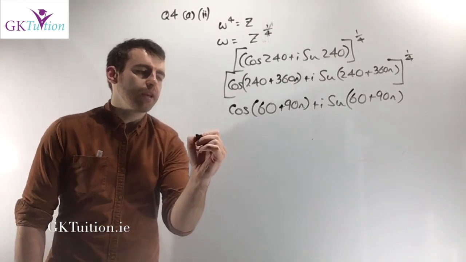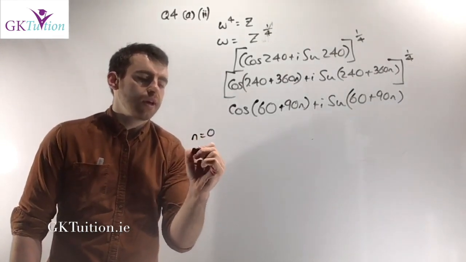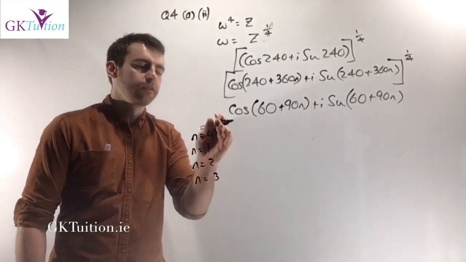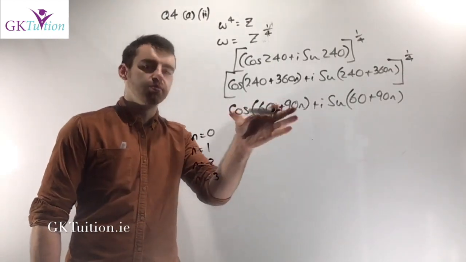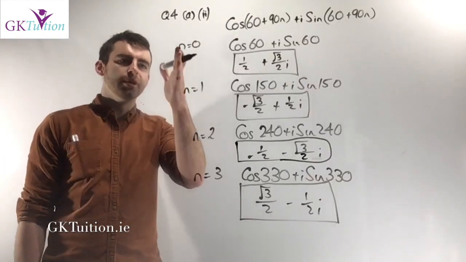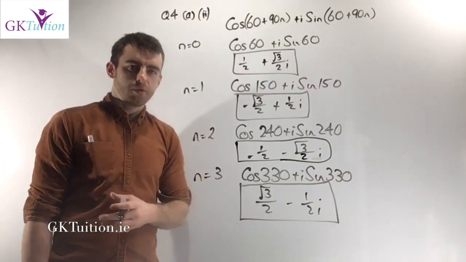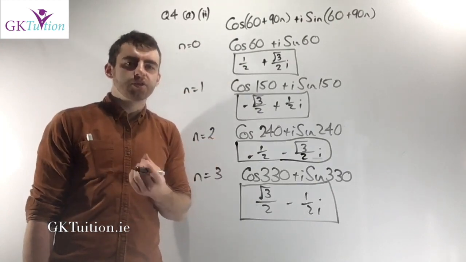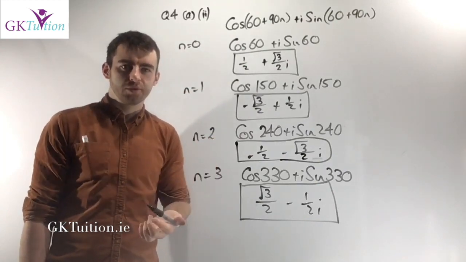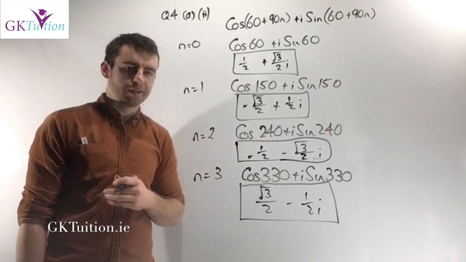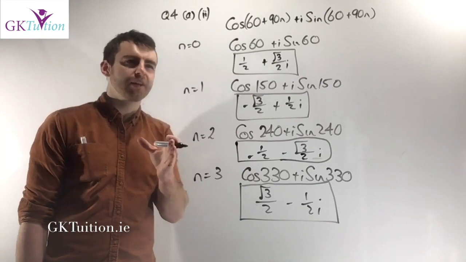I now need to sub in n equals 0, n equals 1, n equals 2, and n equals 3, and that will give me 4 different values, and I can write them in rectangular form, and that'll be my answer. So I've chosen to sub in 0, 1, 2, and 3. Remember, it doesn't actually matter what values of n you sub in. All I need to do is sub in 4 consecutive natural numbers. I could sub in 10, 11, 12, and 13, and I'd end up with the same answers. So it doesn't matter what values of n I sub in.